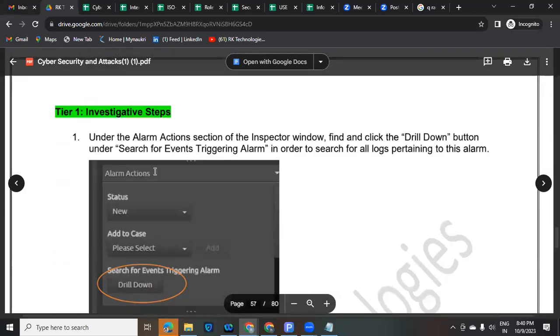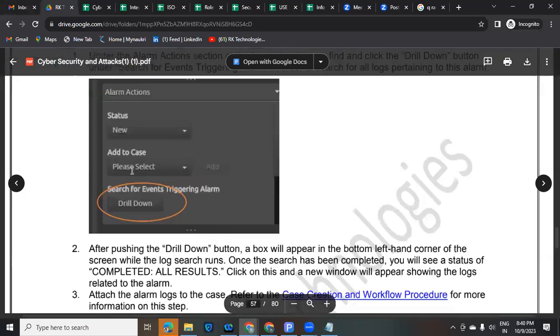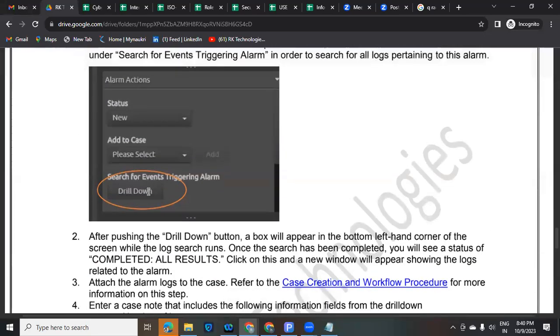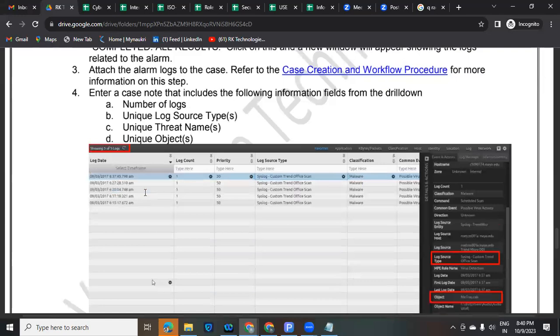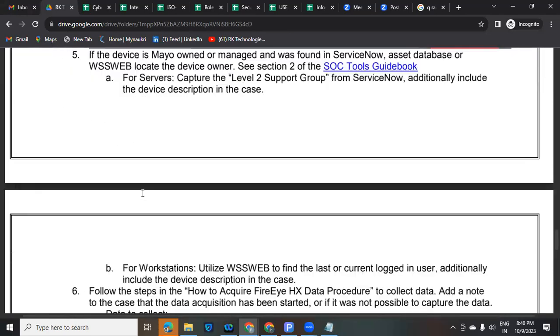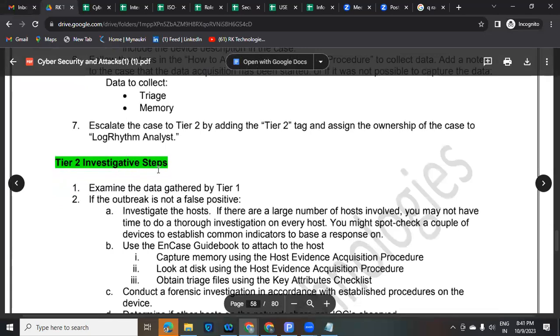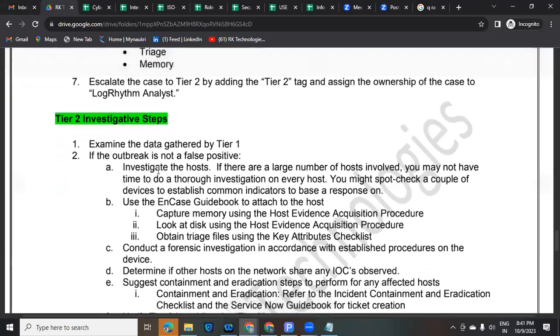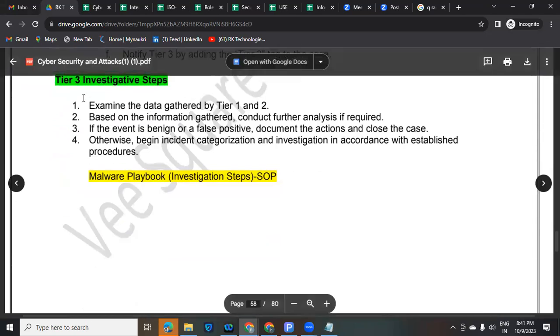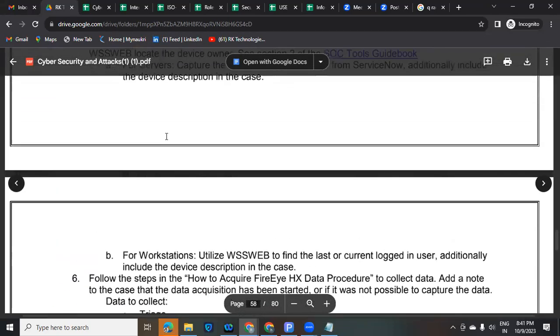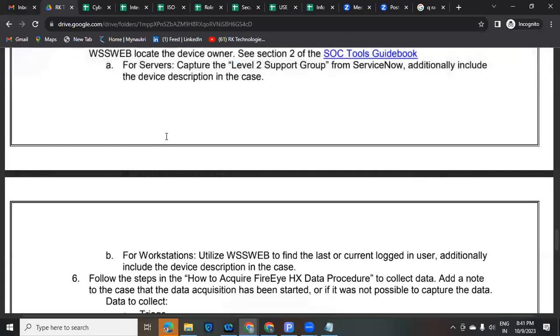And Tier 1 investigation steps, whatever Sai covered in the class, all those things. It's a drill down investigation and so on. All this information is provided. And what the L2 team has to do once the L1 team escalates true positives, and what the L3 team, the Tier 3 team, has to do. This is the way each and every company creates an SOP for every attack.